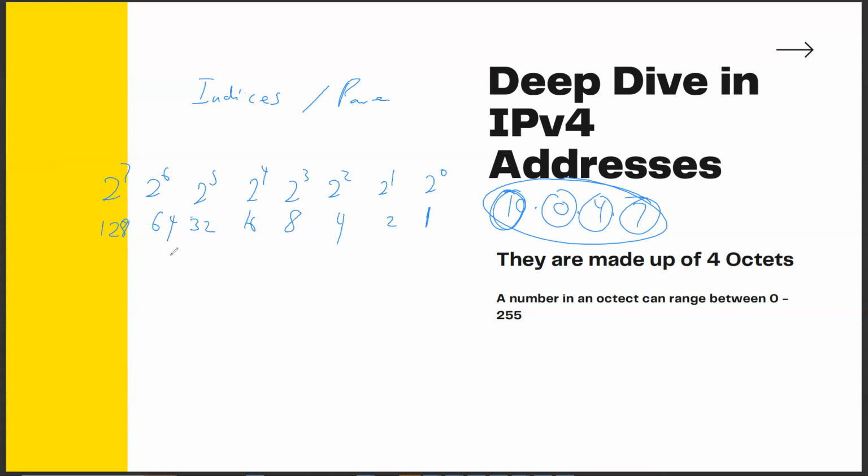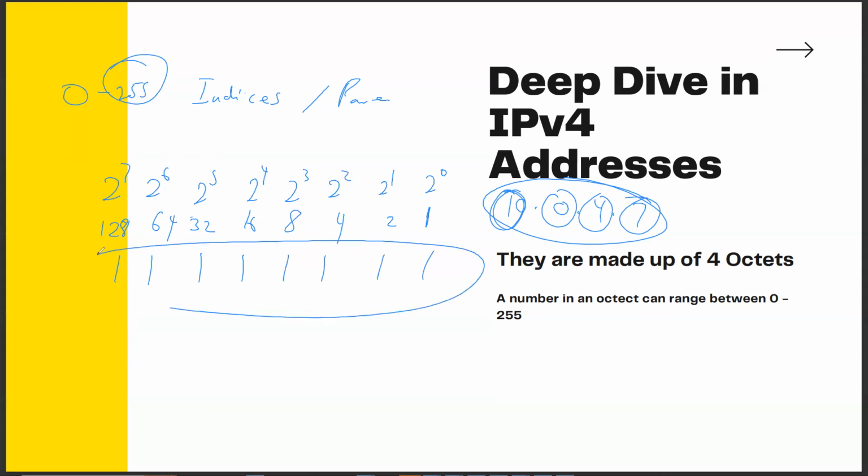So let's have a look at this example. The highest number we have for the IPv4 address range is 255. So 255 in binary will be 11111111. I just want to explain how this is done, and then we'll come back to this whole idea of 8 bits.